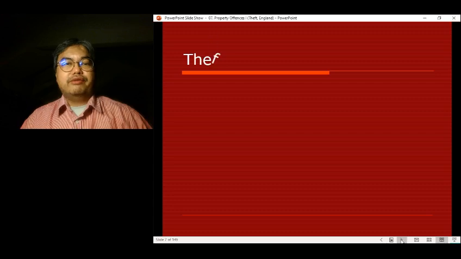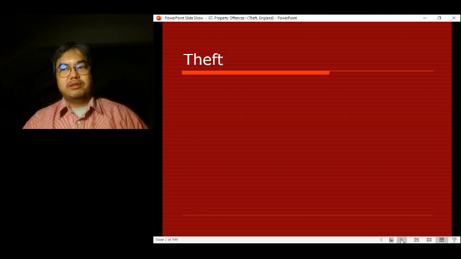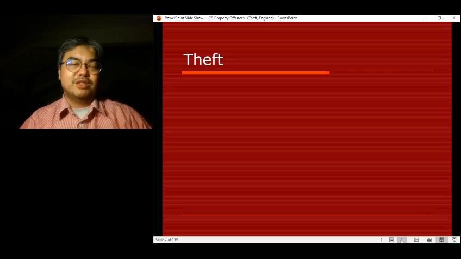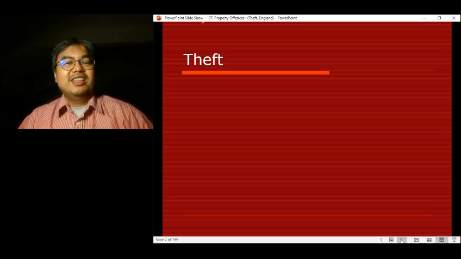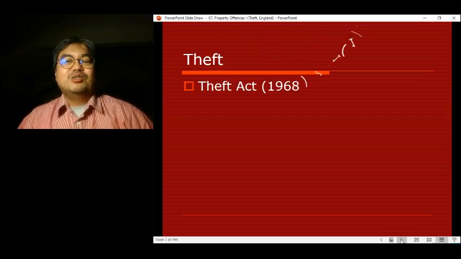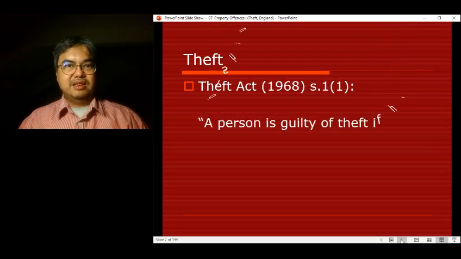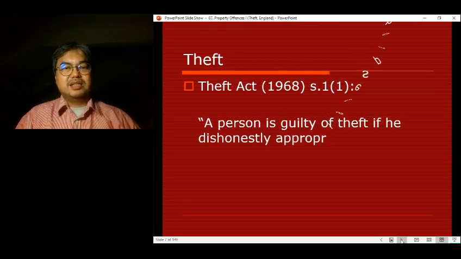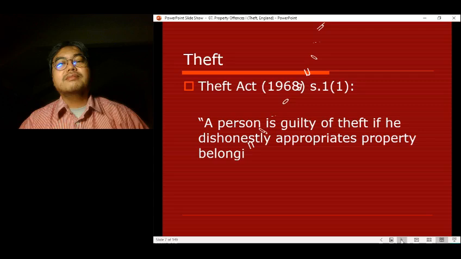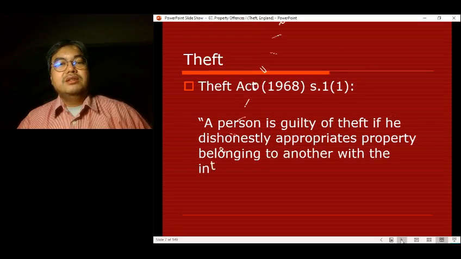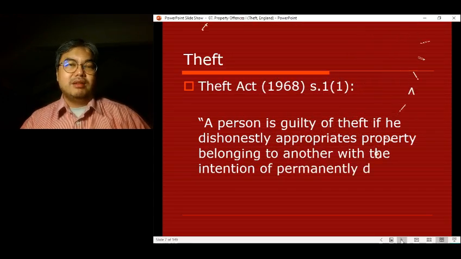All right, theft. Now, theft is found under the Theft Act, right? Be careful, because there are two Theft Acts. For some reason or another, strange that there are two Theft Acts, and we are looking at the Theft Act 1968. So theft is defined under Section 1 of the Theft Act.